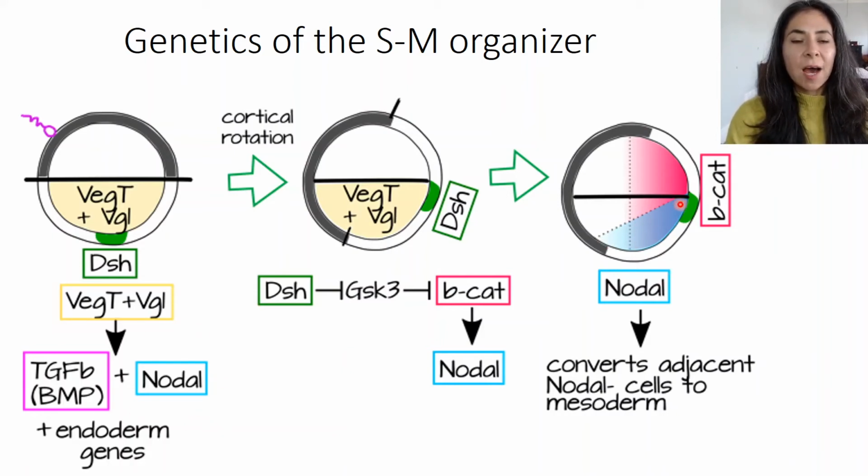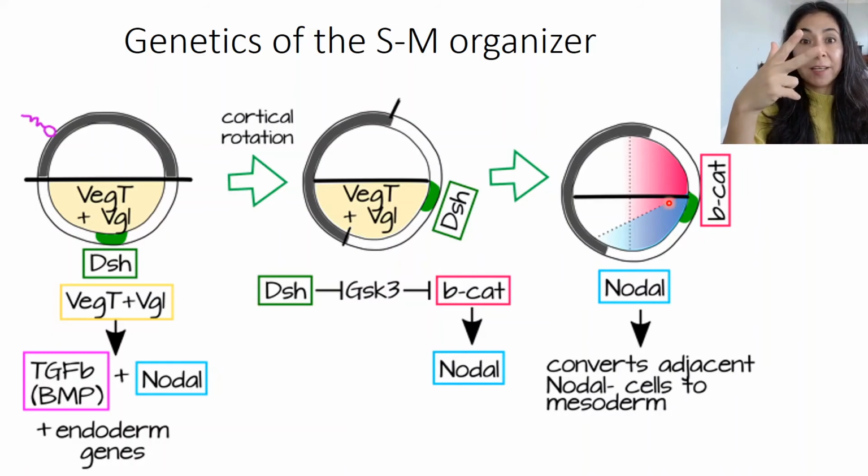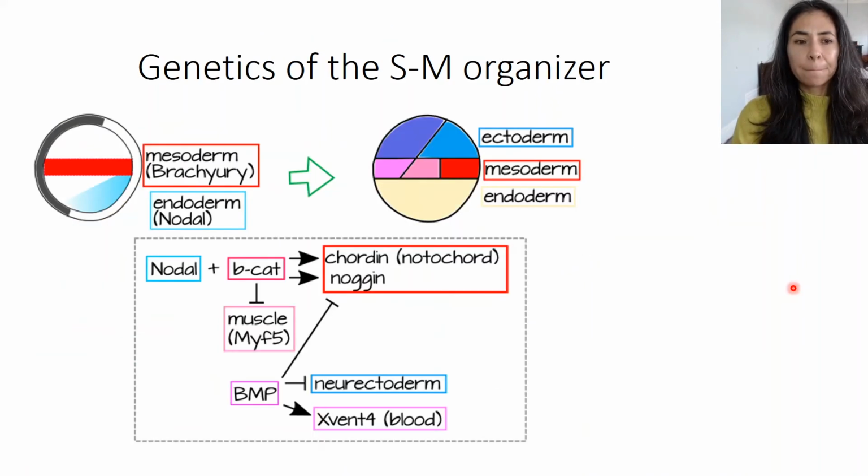So that means we get the highest amounts of nodal where we have this sort of point source of beta-catenin, and then it's graded in this direction based on whether or not we have VEG-T and VEG-1 around. So high levels of nodal where we have VEG-T, VEG-1, and high levels of beta-catenin. And so that gives us this interesting gradient of nodal in this direction here. It's like a sort of double gradient.